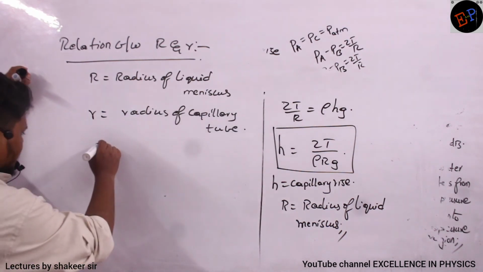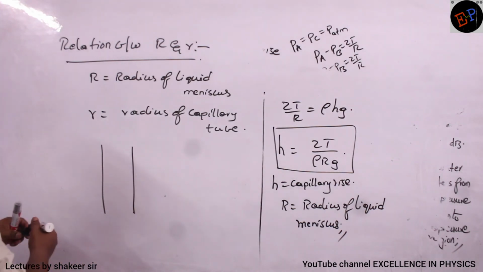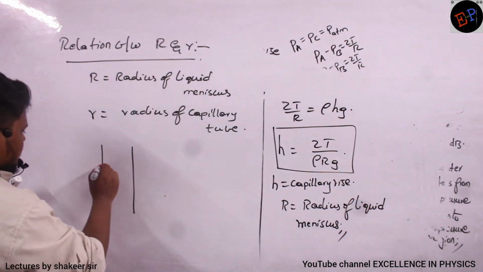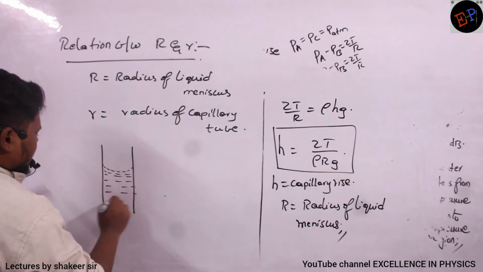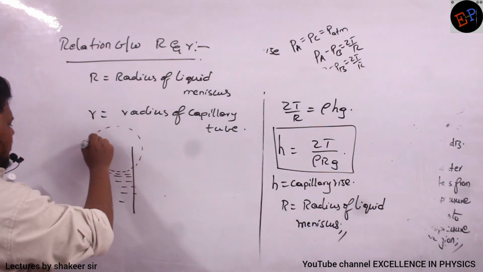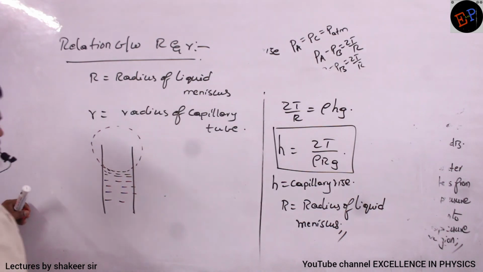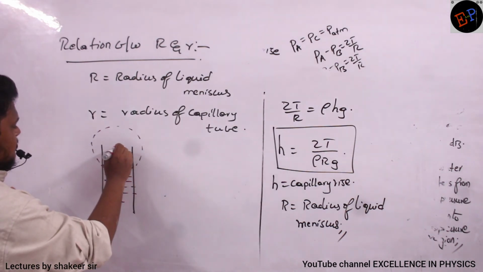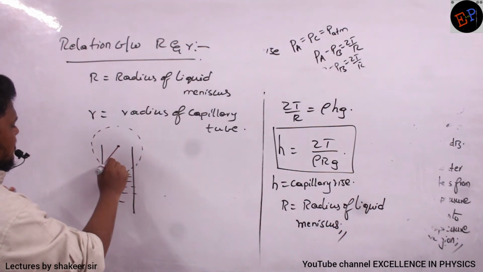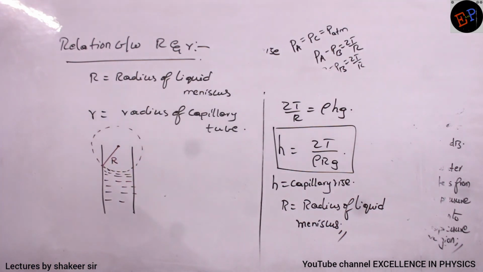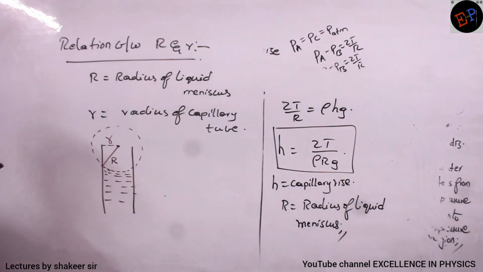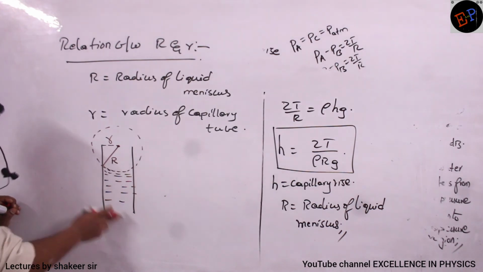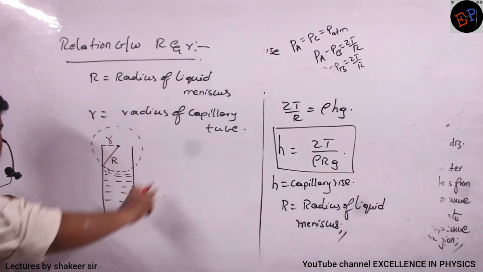Understood now? Now if I draw this capillary here, what is the shape of the liquid meniscus? This will be the shape of the liquid meniscus. And if you complete this in the form of a circle, this is the circle which you form. And this is the radius of this circle, which is called capital R. And what is this distance? This is called small r. Small r means radius of the capillary tube, where capital R is the radius of the liquid meniscus which is formed.